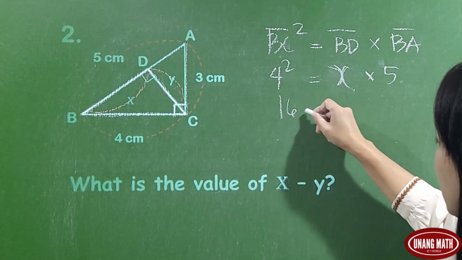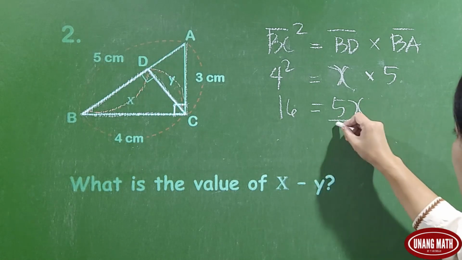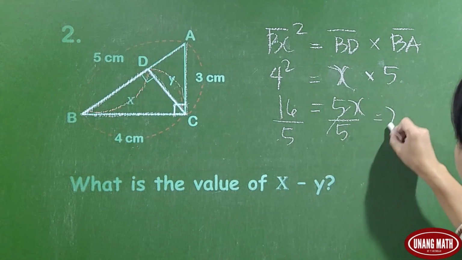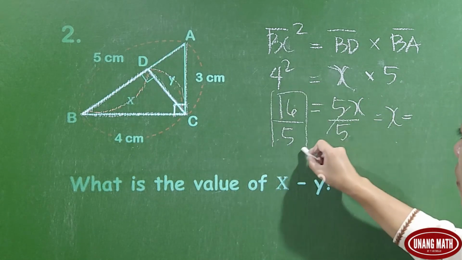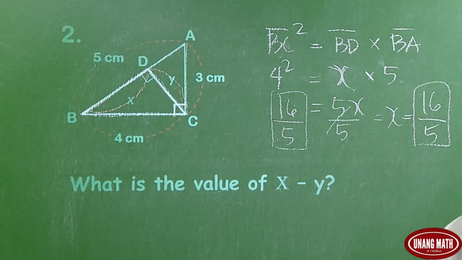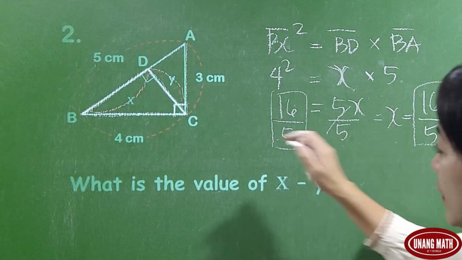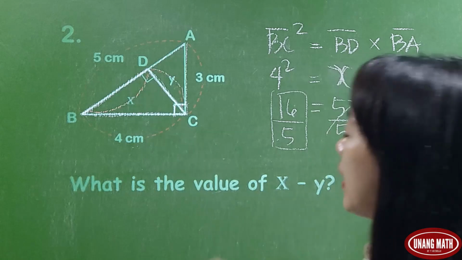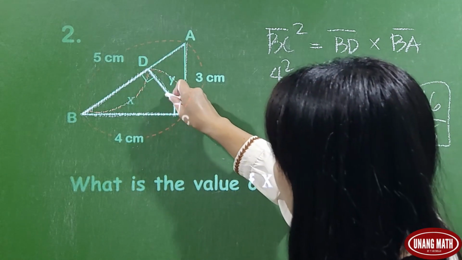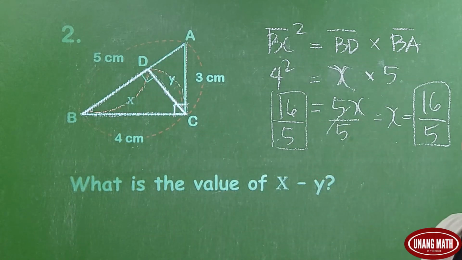So this is now 16 is equal to 5x. So it means we need to divide both sides by 5. So x now is equal to 16 over 5. Now that we know the length of segment BD, we can now find the length of this altitude or segment CD.